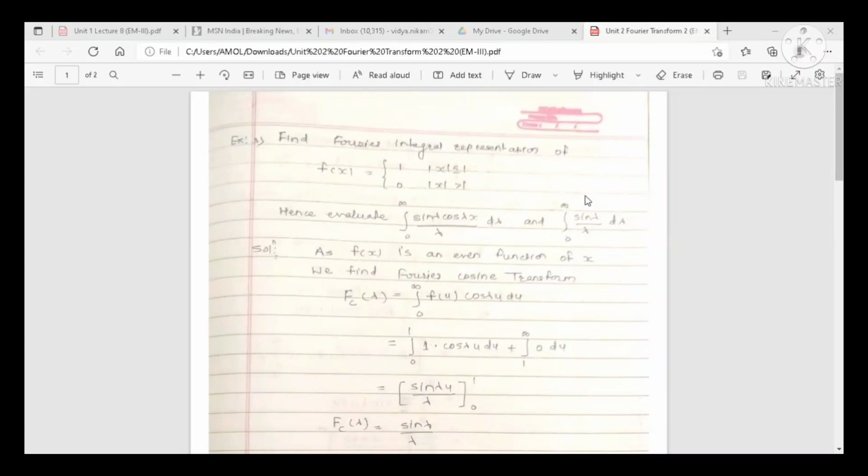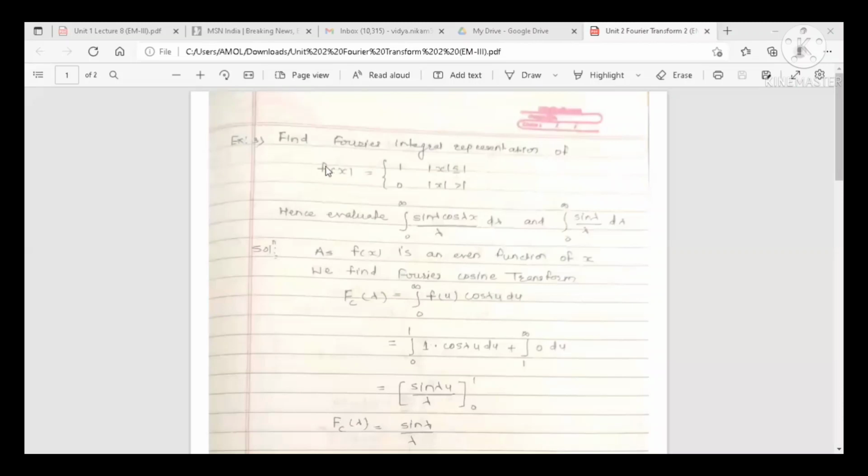Find the Fourier integral representation means you find the inverse Fourier transform for the given function. Now, to find the inverse Fourier transform, first we have to find out the Fourier transform, because to find the inverse Fourier transform we require the Fourier transform. Now, to find the Fourier transform, you first check whether it is an even function or an odd function.